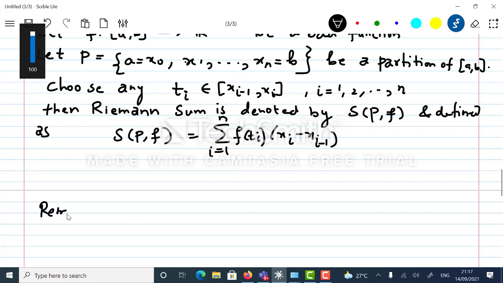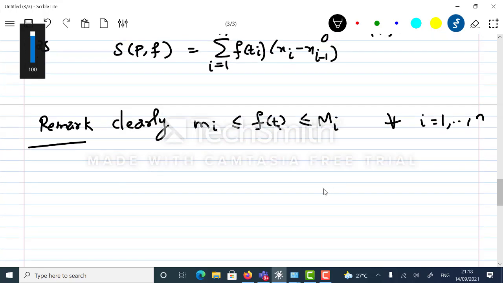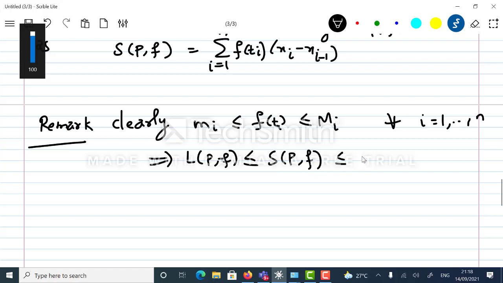So let me write down a small remark. Clearly, f at ti always lies between small mi and capital Mi. I am not writing what small mi and capital Mi are. It is very clear: small mi is an infimum and capital Mi is a supremum, for all i going from 1 to n. And if I multiply this with xi minus 1 and take the summation over it, I will get L P f is always less than or equal to S P f, which is less than or equal to U P f. So this clearly shows that your Riemann sum lies between the lower sum and upper sum.